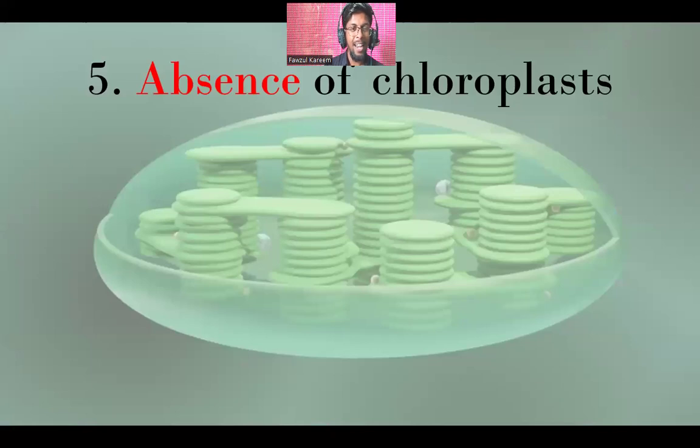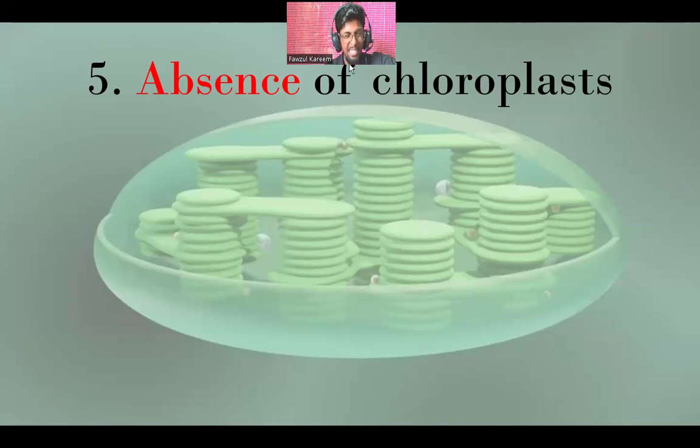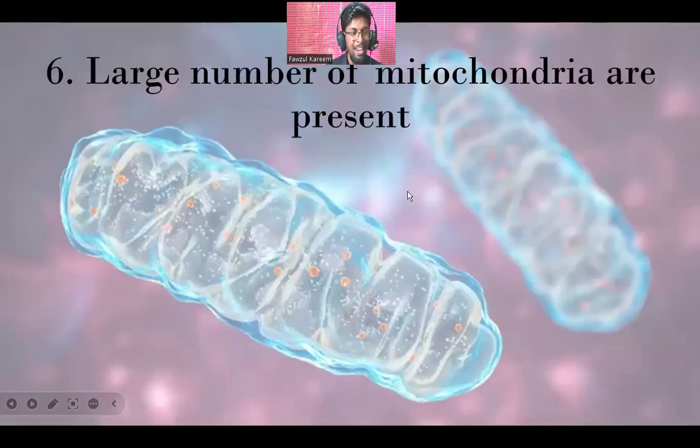Then Sweta, tell two features of the meristematic tissues. Absence of vacuole. Yes. Next, what about the nucleus? A small nucleus or a big nucleus? A clear and large nucleus. Very good. A distinct nucleus.